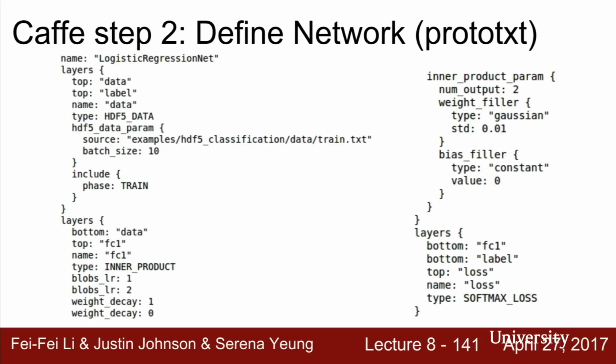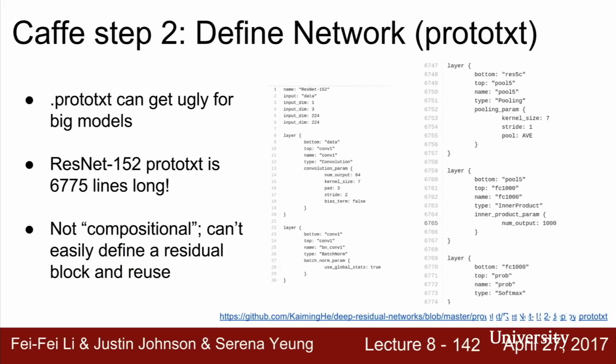Now instead of writing code to define the structure of your computational graph, you edit some text file called a proto.txt, which sets up the structure of the computational graph. Here the structure is that we read from some input HDF5 file, we perform some inner product, we compute some loss, and the whole structure of the graph is set up in this text file. One downside here is that these files can get really ugly for very large networks. So for something like the 152-layer ResNet model, which by the way was trained in Caffe originally, this proto.txt file ends up almost 7,000 lines long.